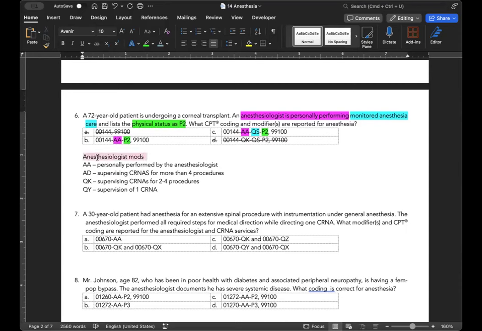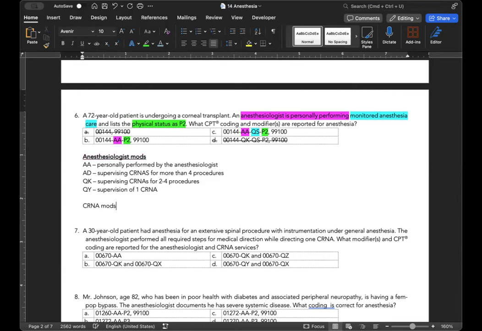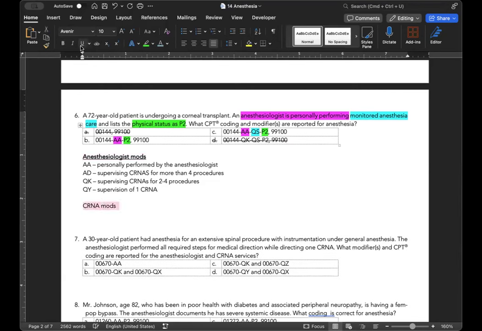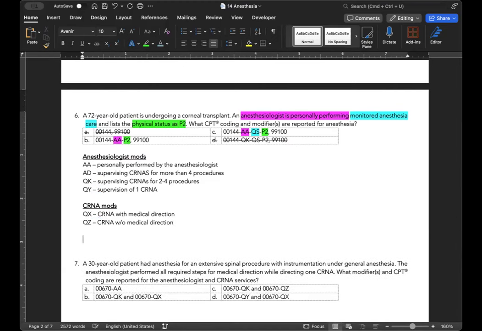Then we've got modifiers for our CRNAs. I'm going to do this and make it a little bit easier to split up. We've got our CRNA mods. So we've got QX, that is a CRNA with medical direction. And then you've got QZ, that is your CRNA without medical direction. So if you have a QX, if you have a CRNA that is being supervised, you should always have an AD, QK, or QY claim for your anesthesiologist. And vice versa. If you have an AD, QK, or QY, you should always have another claim with the CRNA claim.